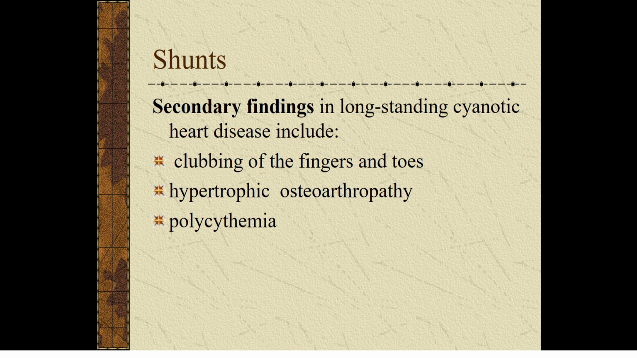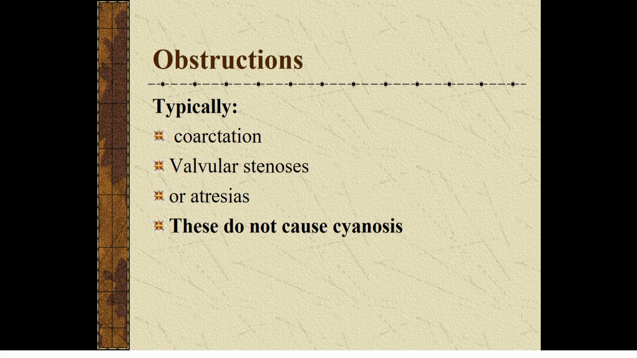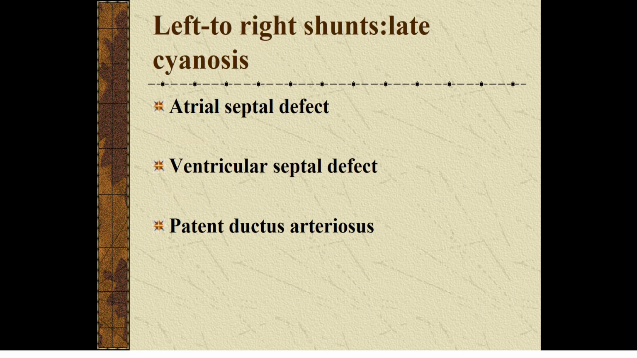Secondary findings in long-standing cyanotic heart disease include clubbing of the fingers and toes, hypertrophic osteoarthropathy, and polycythemia. Obstructions typically may be coarctation, valvular stenosis, or atresia. These do not cause cyanosis. Left to right shunts with late cyanosis: in this group we include atrial septal defect, ventricular septal defect, and patent ductus arteriosus.